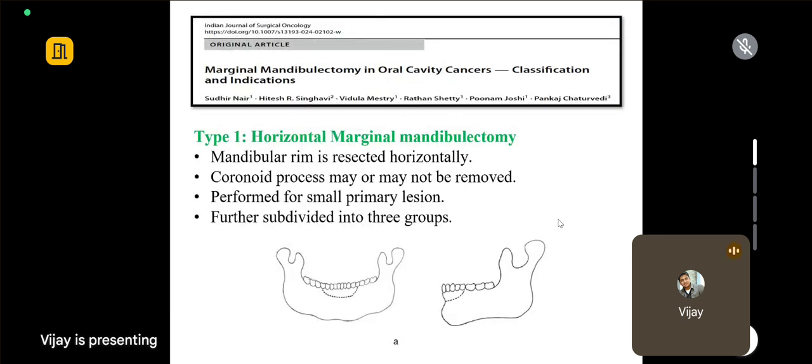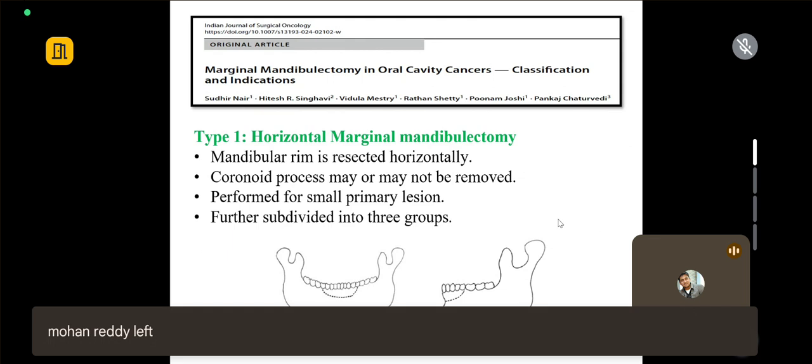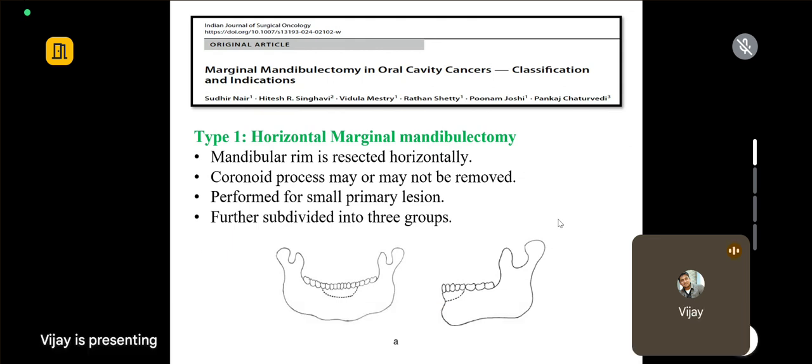Sudhir Nair et al. gave the classification of marginal mandibulectomy in oral cavity cancers. The first type is horizontal marginal mandibulectomy, where the mandibular rim is resected horizontally. The coronoid process may or may not be removed. It is performed for small primary lesions, which are further subdivided into three groups.